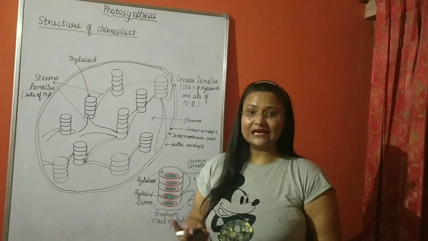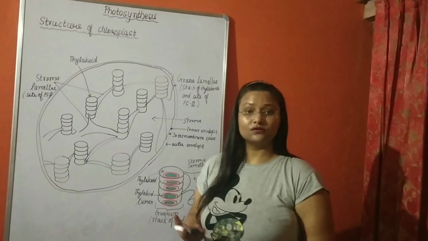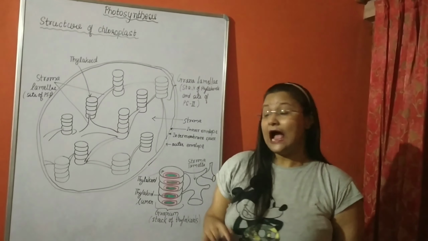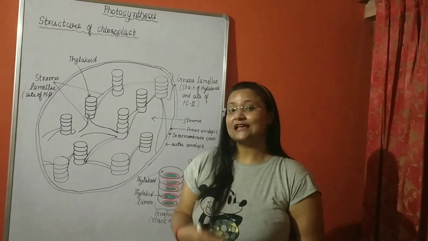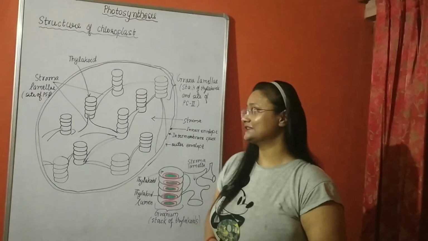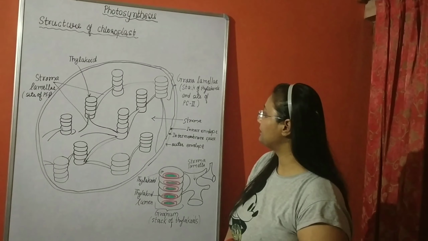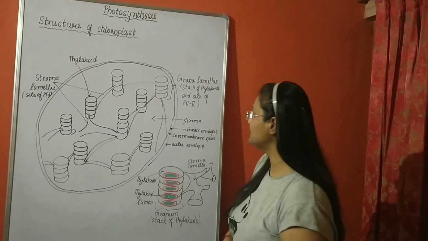In leaves we can find around 200 to 400 chloroplasts. So they are in abundance in the leaf. That is why the leaf is the site of synthesis for photosynthesis. So this is the structure basically.